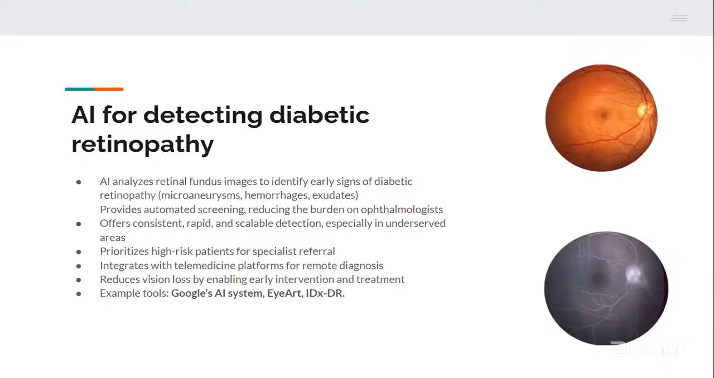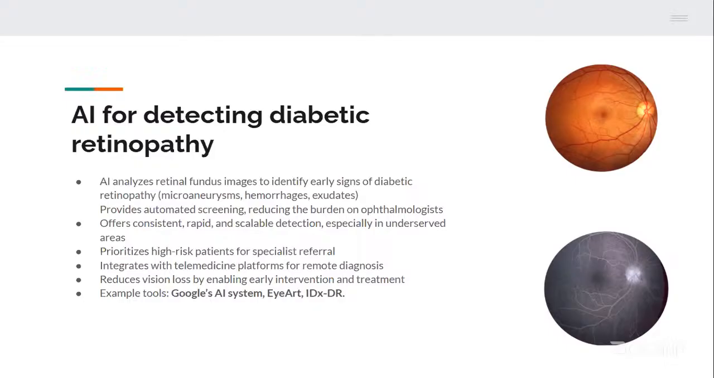So next slide, ma'am. AI for detecting diabetic retinopathy. Diabetic retinopathy is a particular disease where, during diabetes, the blood vessels in the retina, in the eye, get hemorrhages where the blood is leaking. If it is not treated properly, it can reduce visibility, and you can even lose vision because of this disease.